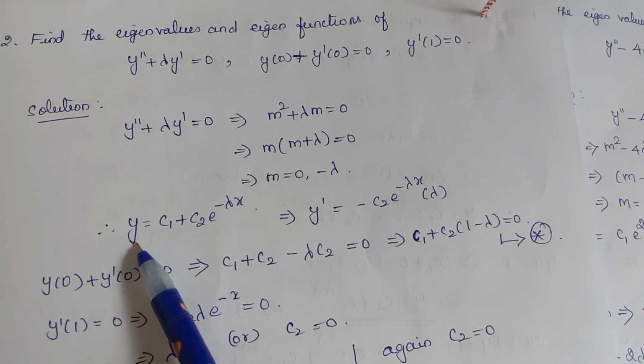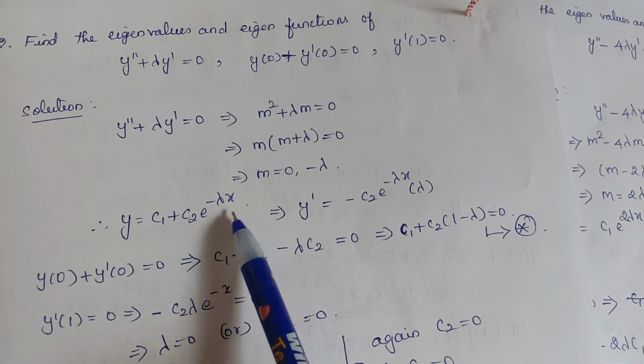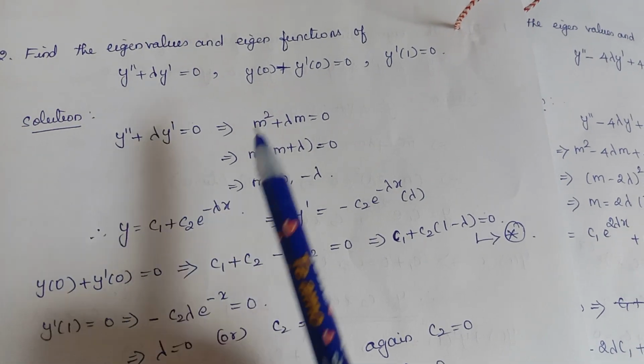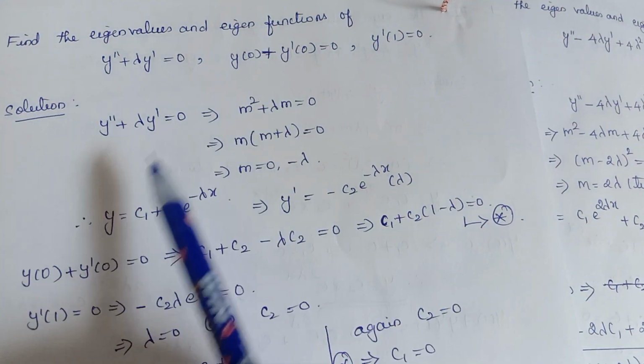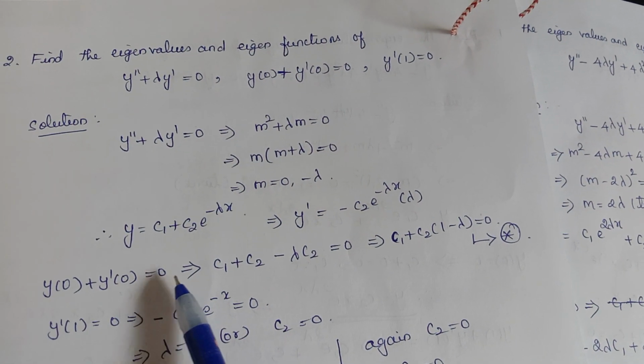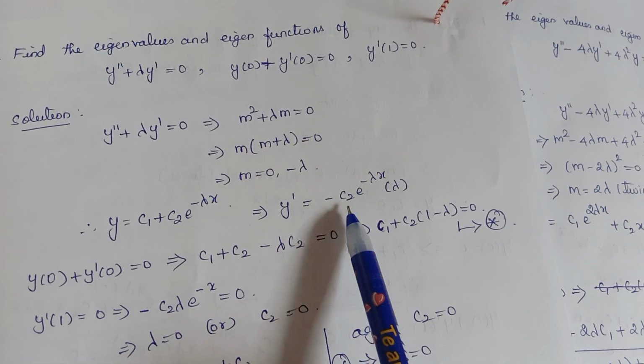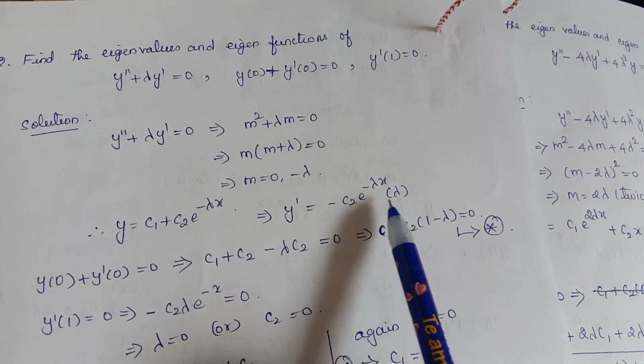So what is the complementary function? y = c1 + c2 e^(−λx). Now this is the solution of the given equation. Now let us apply the boundary conditions. Now y(0) + y'(0) = 0. Let's find y', which equals −c2 λ e^(−λx).